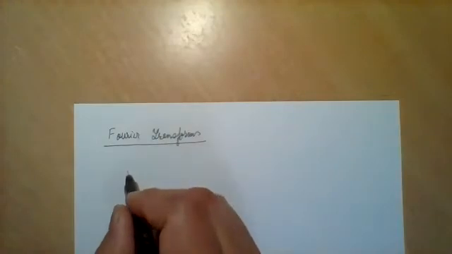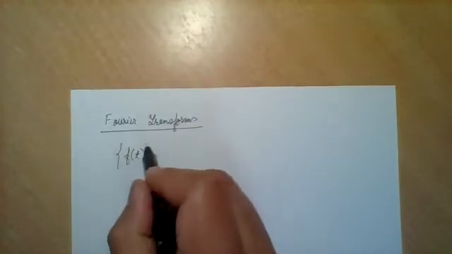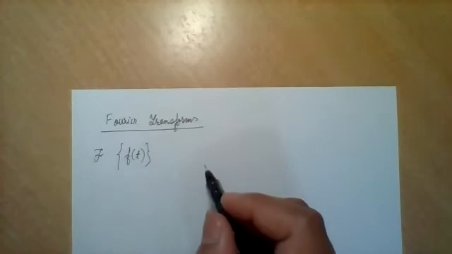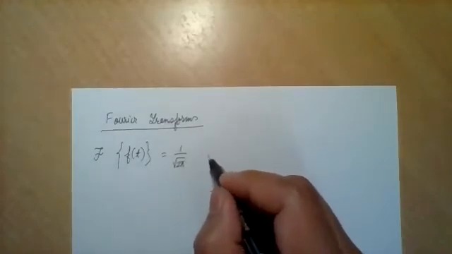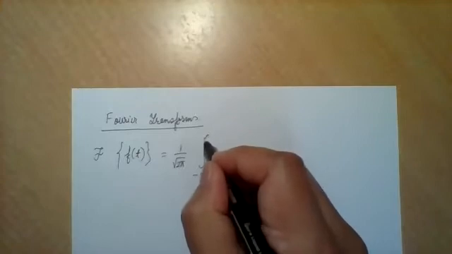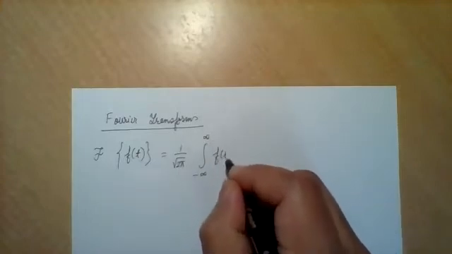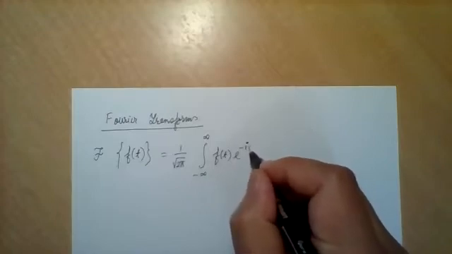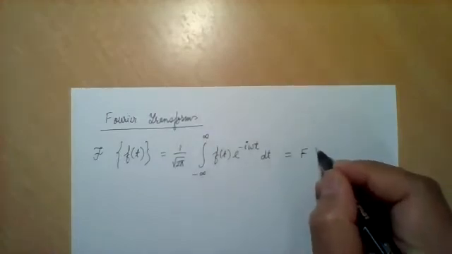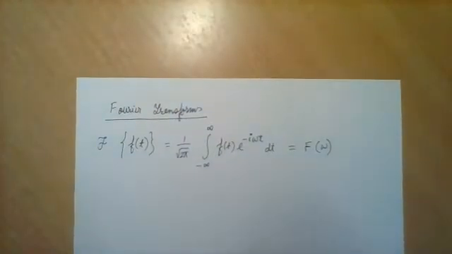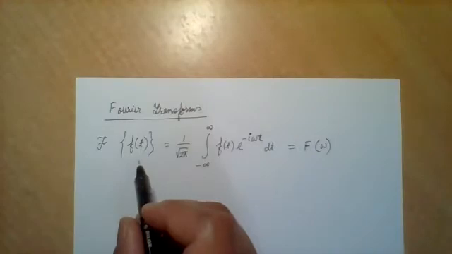Okay, so first let us understand what Fourier transforms are. Suppose I have a function f of t, small f of t. Then the Fourier transform of this function is given by 1 by root 2 pi integral f of t e to the power minus I omega t dt. And this we shall represent by capital F omega. So this is the Fourier transform of the function f of t.